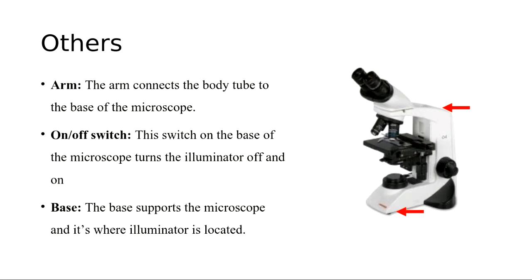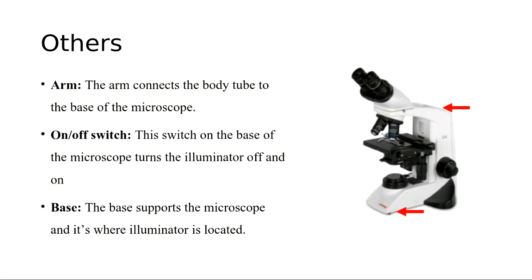Next is the arm. The arm connects the body tube to the base of the microscope. The upper portion is the body tube, and it connects to the base. The red arrow below is the base of the microscope. So the arm has the duty to connect the body tube to the base. You should know the uses.